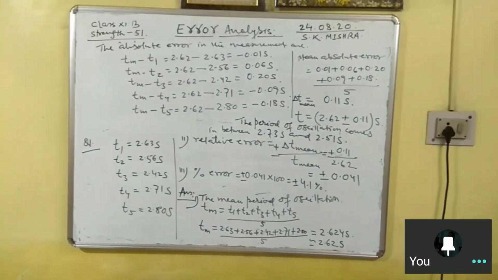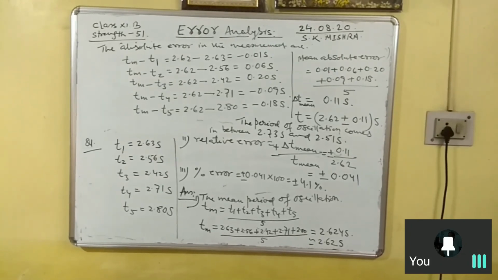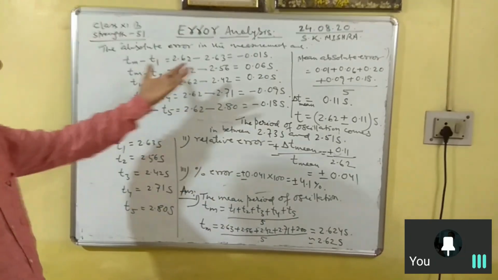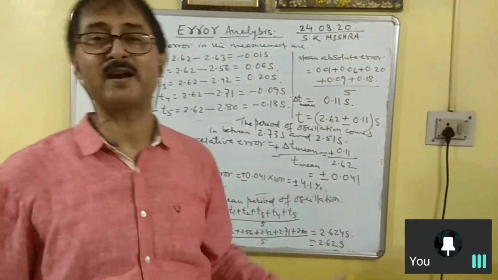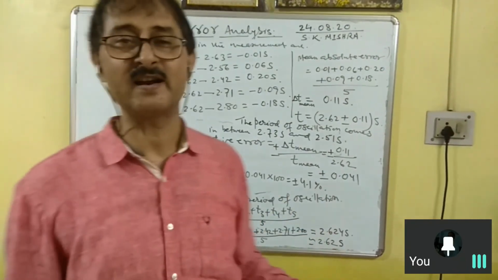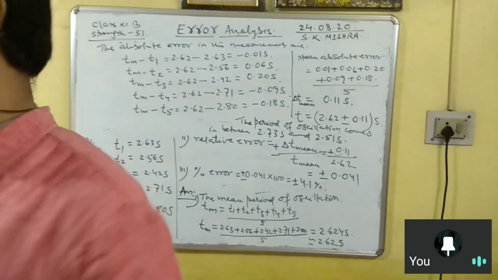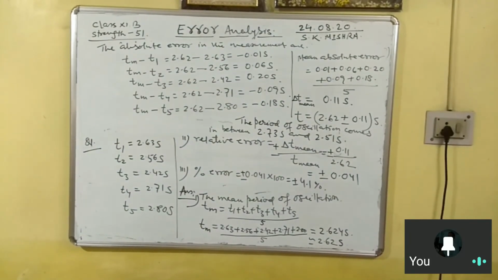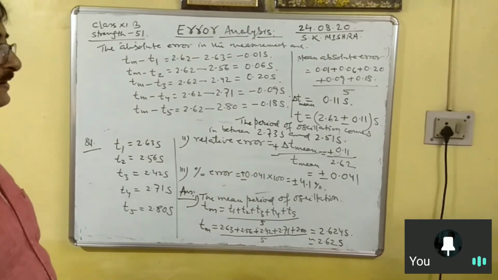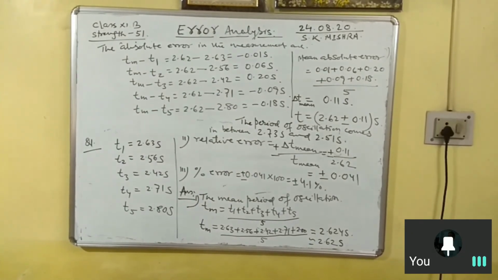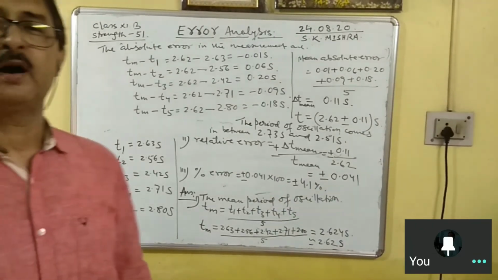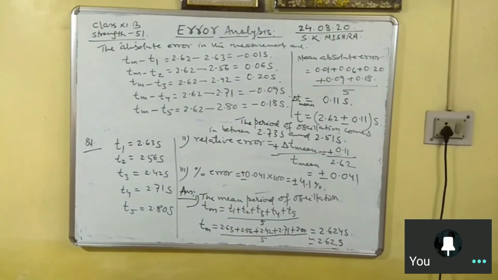So by solving this example, you will be fully able to understand how to find absolute error, what is mean absolute error, what is relative error, what is percentage error. Everything is clear from this simple example. Okay? Am I clear to you? Any problem? Clear? Crystal clear? So by solving a numerical, the theory portion will automatically become crystal clear. So, application part.